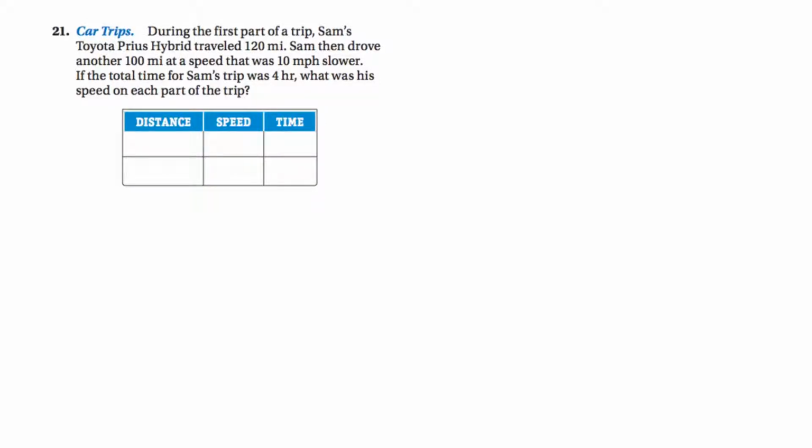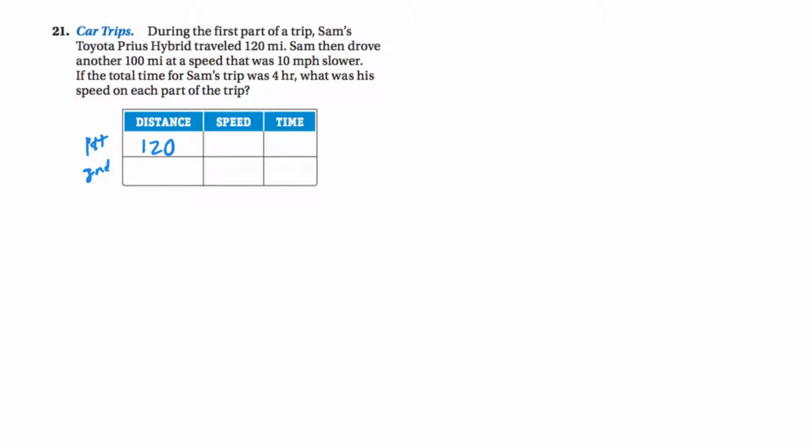All right, here's a question where we need to use distance, speed, and time in order to figure out an unknown. Typically with these you have two things. In this one, this will be the first part of the trip, and then this will be the second part of the trip. So the distance they traveled in the first part was 120.